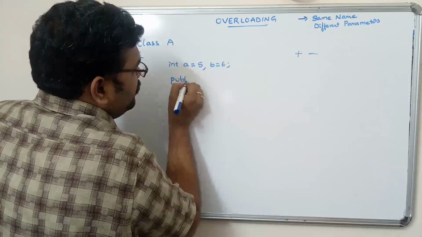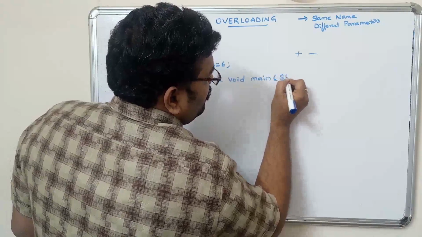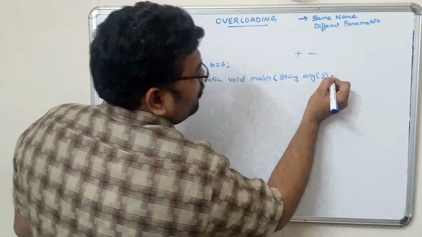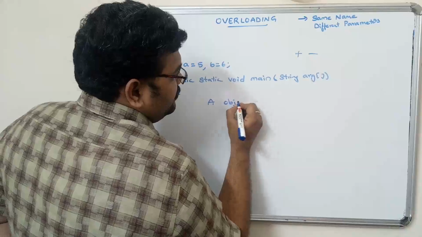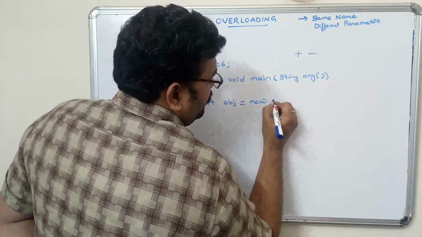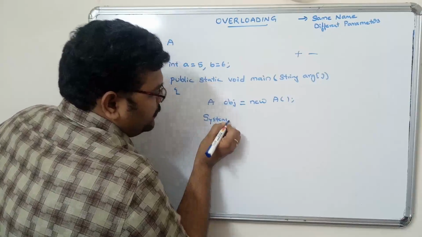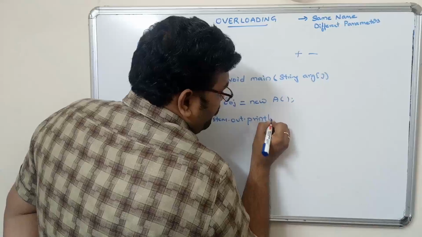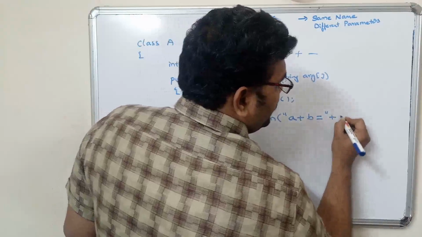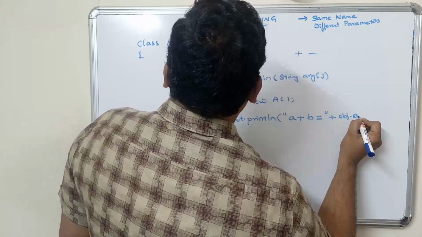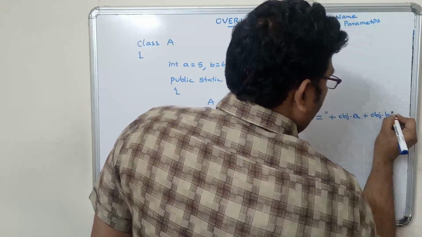Let us write the main function here itself. Here I have to access this, so I write A obj is equal to new A. Now I will access this one: System.out.println, a plus b is equal to plus obj.a plus obj.b, right.